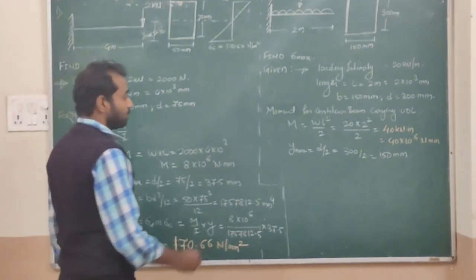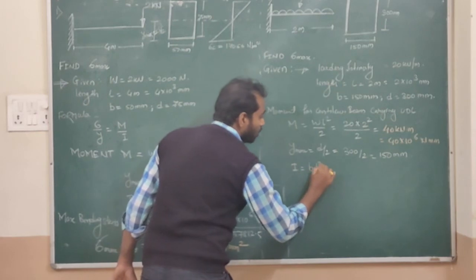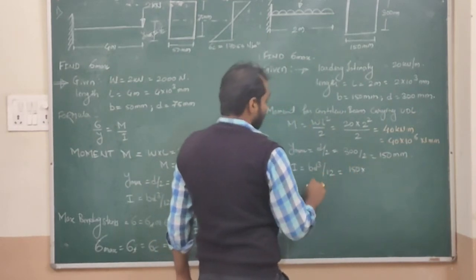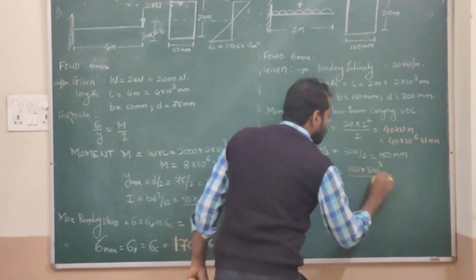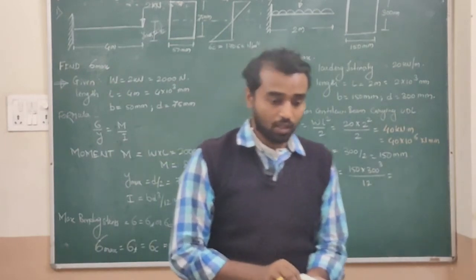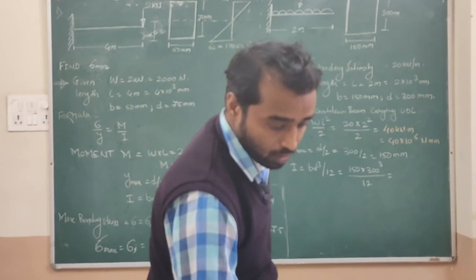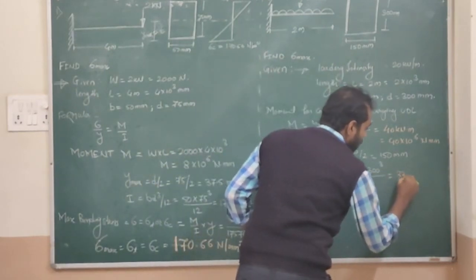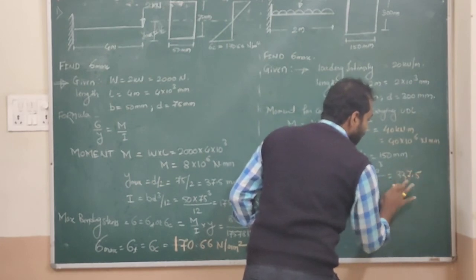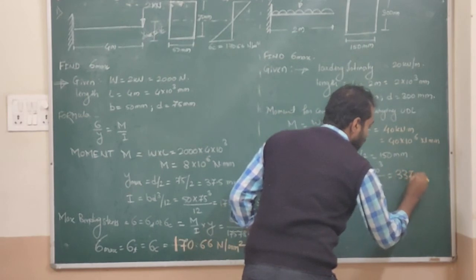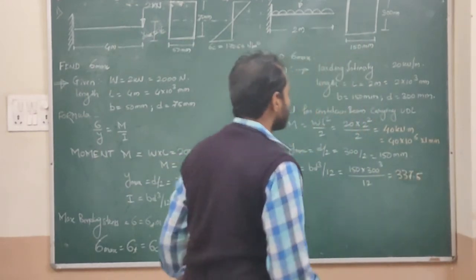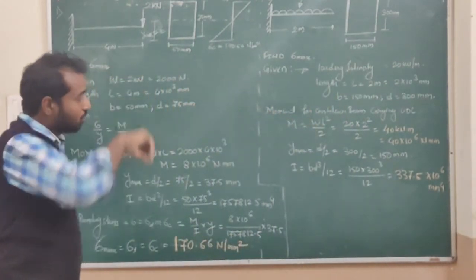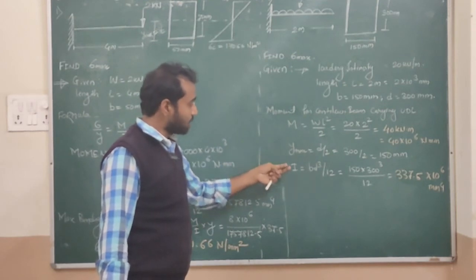Again, the value of I, moment of inertia, I is equal to BD cube by 12. So जो यहाँ पे B की वैल्यू है, width, it is 150 into यहाँ पे जो डेप्थ दी है वो है 300 cube divided by 12. So after simplifying it, you will get the value as 337.5 into 10 raised to power 6 mm raised to the power 4. So here we have found out the value of moment, y max and moment of inertia I.